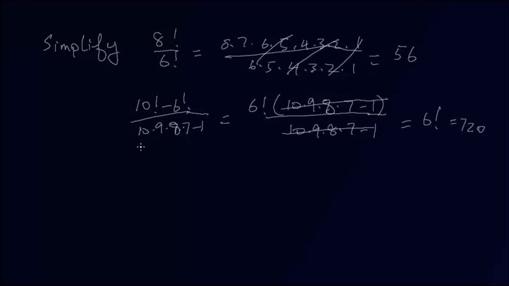Let's try another example. Simplify 10 minus 5 factorial. So this is basically just a word of caution. This does not equal 10 factorial minus 5 factorial. No, it does not equal. Instead, we do BEDMAS, order of operations. This is equal to 5 factorial.